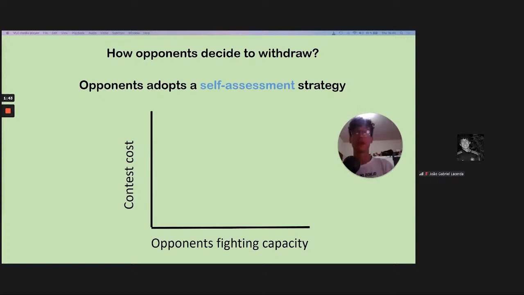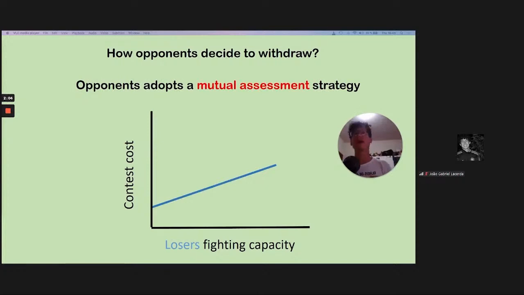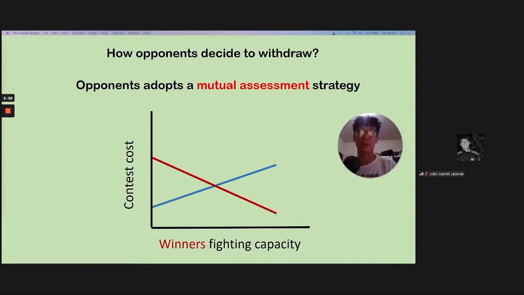So in this case, we expect that models of self-assessment strategies will predict a positive relationship between the contest cost and the loser fighting capacity. On the other hand, if individuals are capable of accessing or exchanging information about each other's fighting capacity, so they are performing a mutual assessment strategy, we also predict this positive relationship between loser fighting capacity, so a stronger loser will make the contest last longer. But we also expect a negative relationship between contest cost and winner fighting capacity. So a stronger winner will make the contest last a shorter period of time, which represents the cost.